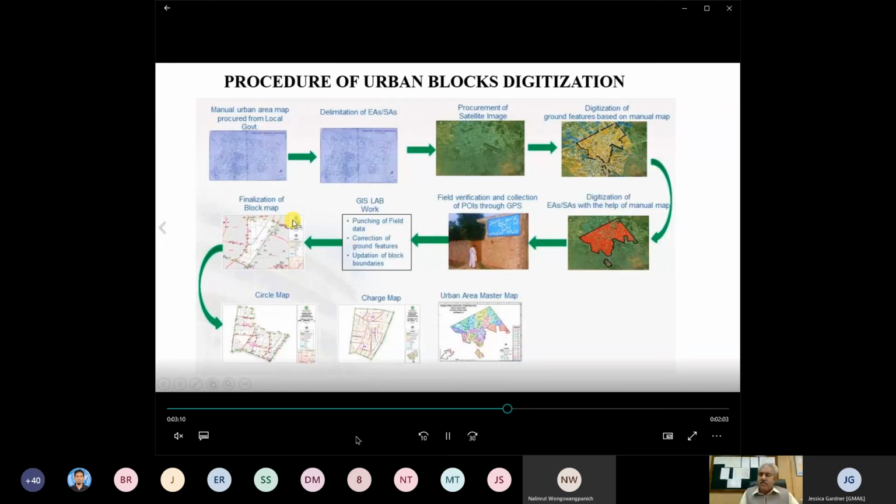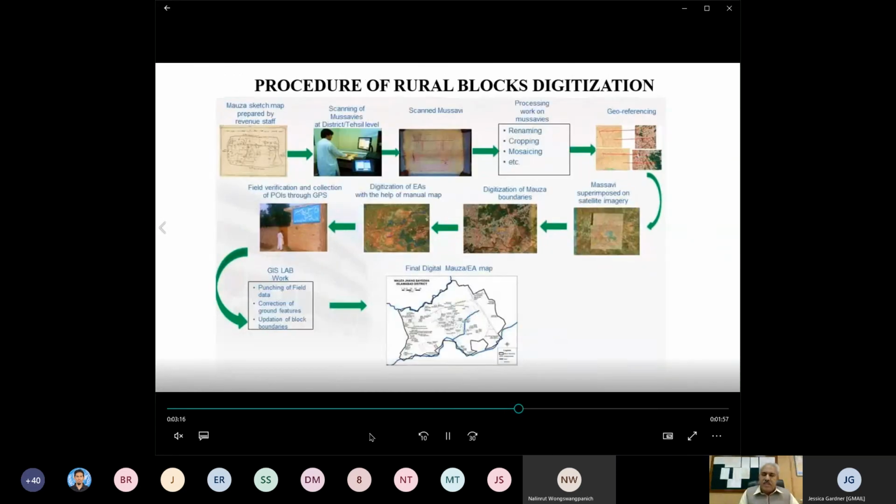In case of rural areas, Tehsil Taluka maps were prepared to delimit census charges and circles, while census blocks, EBs, were demarcated on Mauza maps in respect of settled and unsettled areas.